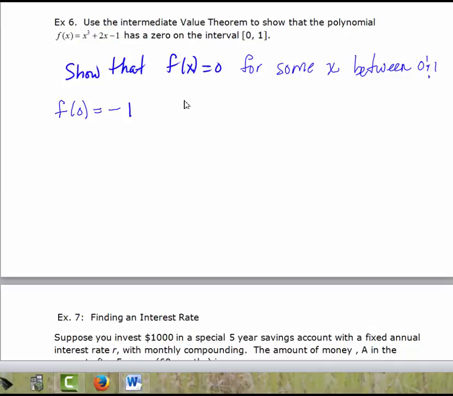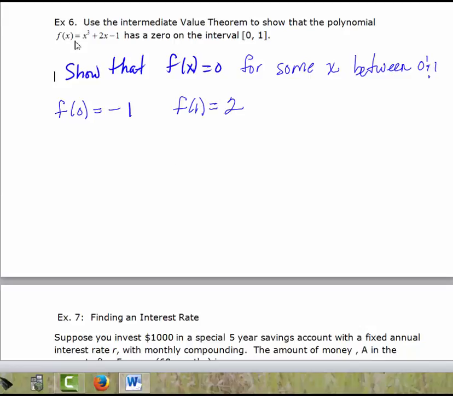I also want to find out what f of 1 is. When I plug 1 into the original function, I get 1 squared, which is 1, plus 2 times 1, so that's 2, plus 1 is 3. 3 minus 1 is 2. So I know that f of 0 is equal to negative 1, and f of 1 equals 2. Because I have a sign change from -1 to 2, in order for my y values to go from -1 to 2, there has to be some y value in between that is equal to 0. I had to have hit 0 as long as this is a continuous function.